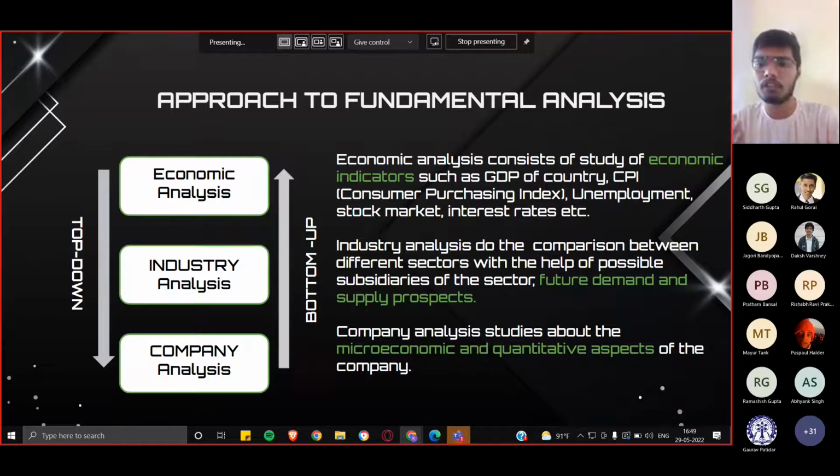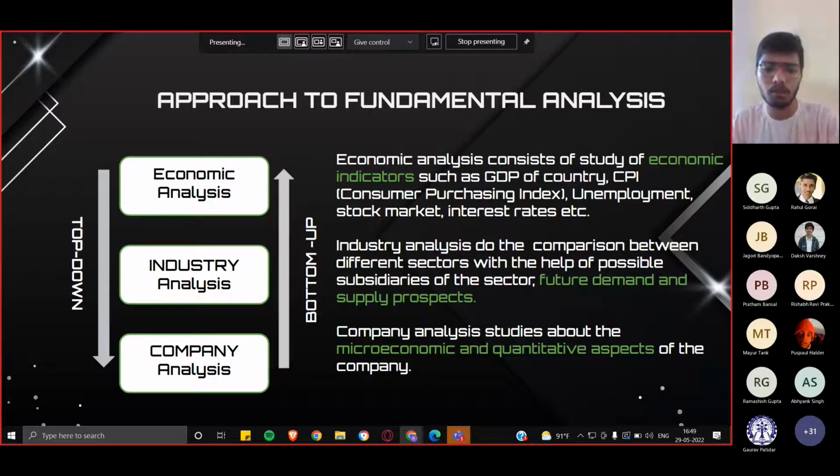But then we talk about employment, stock market, interest rates, etc. Then in industry analysis, we compare different sectors with the help of possible subsidiaries of the sector, such as future demand and supply prospects. So suppose you have come up with some country that you want to invest in. Now you want to see which industries are favored by that country's environment. Like suppose you have come up with India, then you want to see which industries are good there.